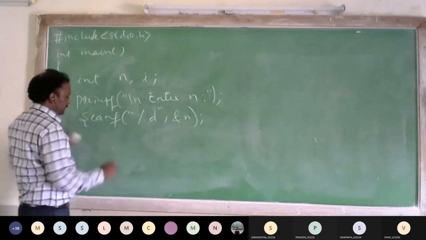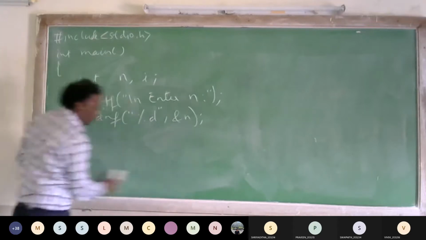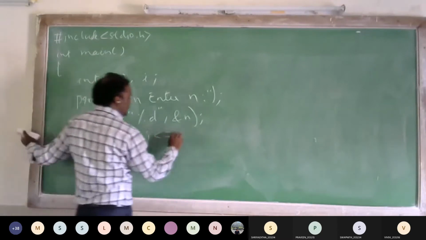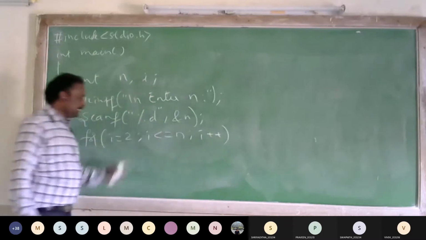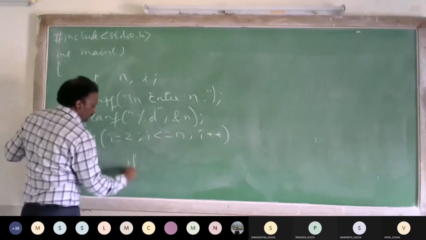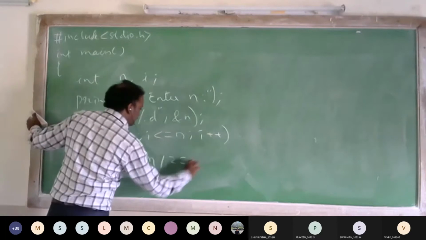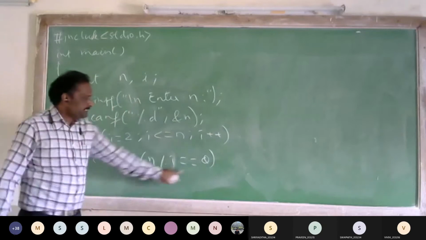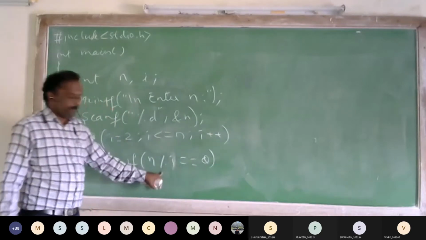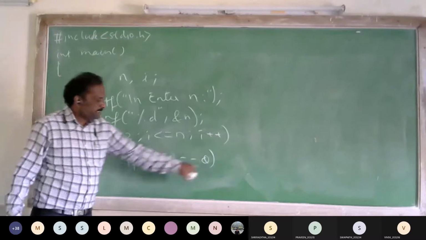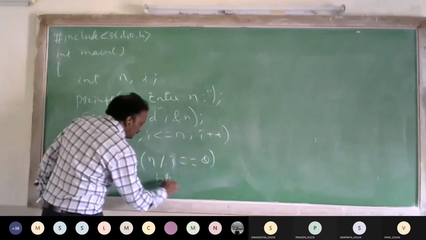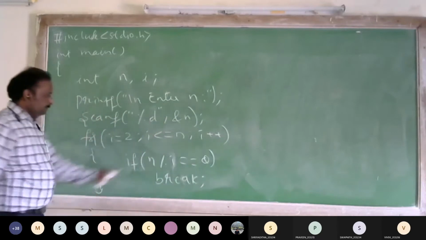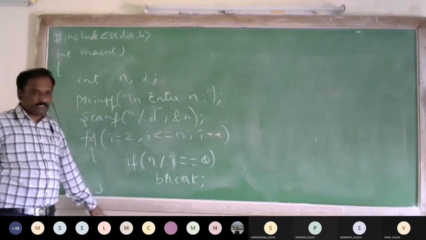Now I'll start with 2. For i is equal to 2, i less than or equal to n, i plus plus. Here I am starting with 2. Now you check whether n is divisible by i. If it is divisible by i, that means the remainder is 0. What is the remainder? Modulus symbol. If n modulus i is equal to 0, whenever it is divisible, then break. Break means it will come outside of the loop control structure.